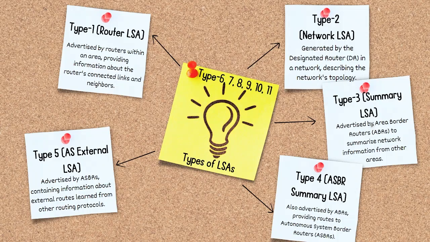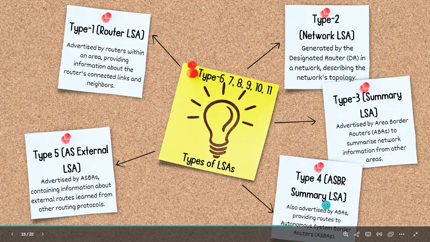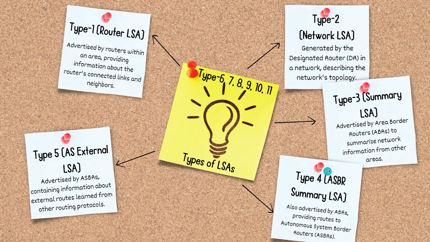Then we have something called type 4 LSAs, which is ASBR summary LSA, and as the name suggests, it is also advertised by the ABR, the area border routers, and it provides the information of autonomous system border routers. So basically it advertises the information towards the ASBR. These are also a special type of router. Again, just remember the words and purpose. We will see the detailed explanation in upcoming slides.